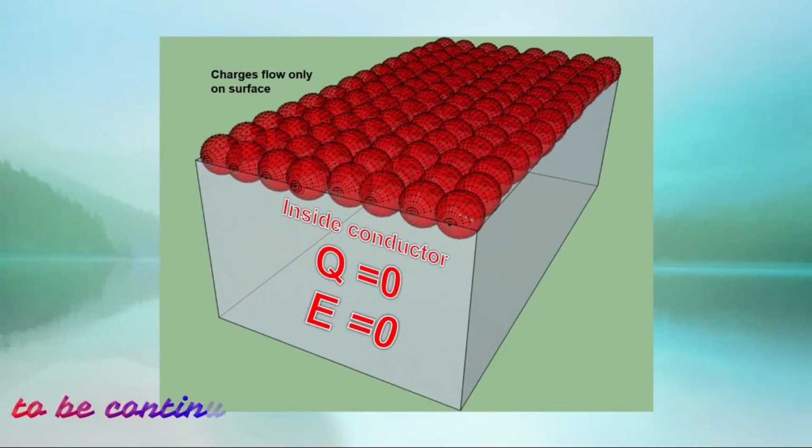What we have to remember here: inside a conductor, the value of Q, that is charge, will be 0. Inside a conductor, if Q is 0, electric field intensity is also 0. Charges flow on the surface and electric field intensity is also perpendicular to the surface.